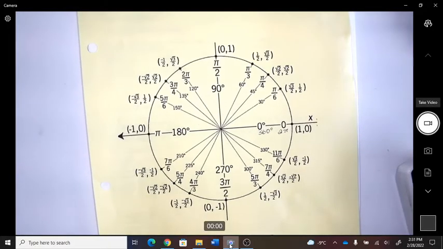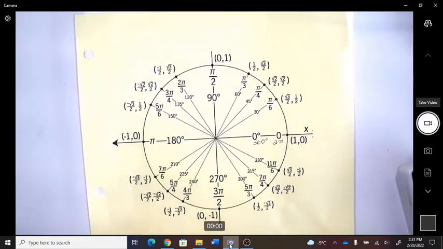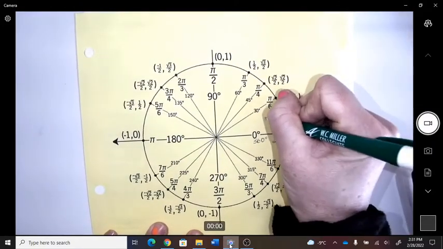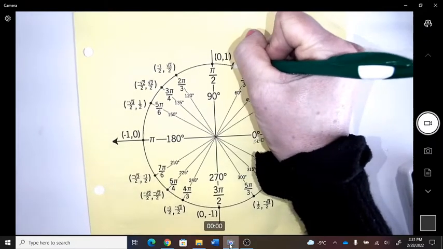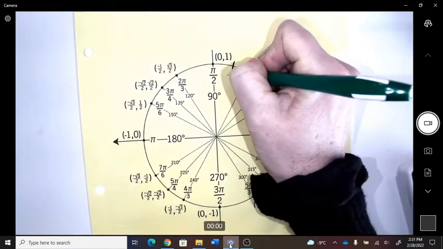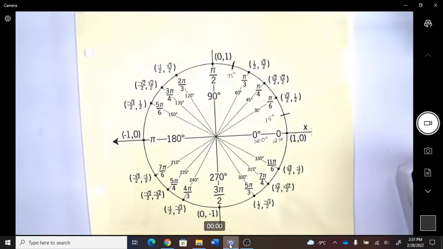Okay, so 15 degrees. Let's put some tick marks here. 15 degrees. You write this on your own formula sheet or wherever you're going to look at a unit circle. Then the next is a 75 degree angle.